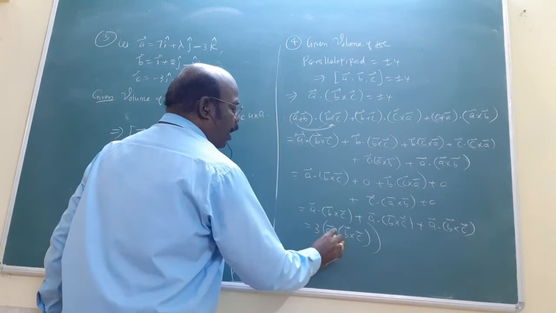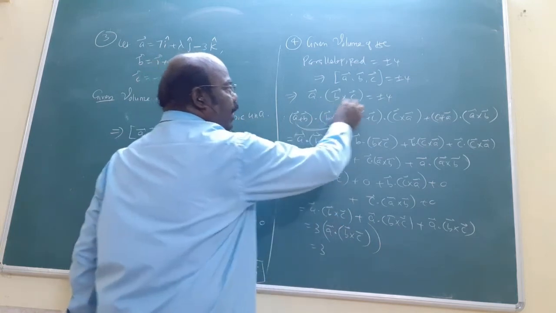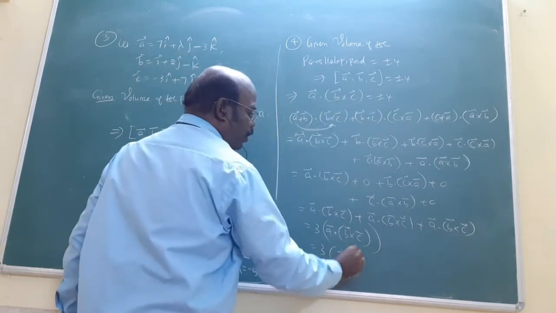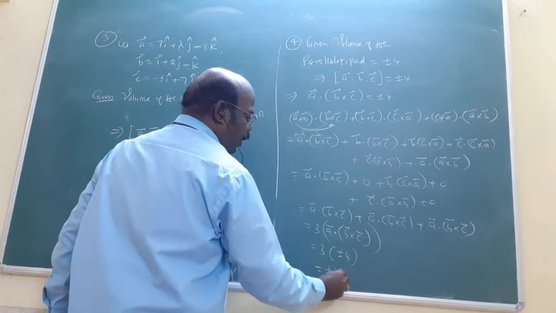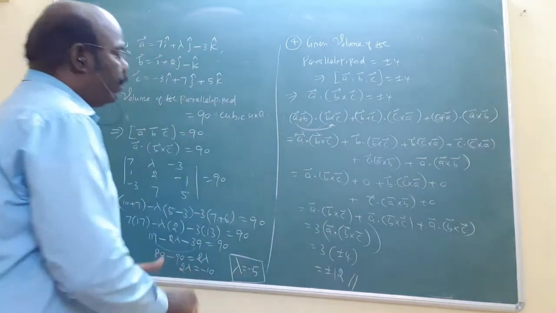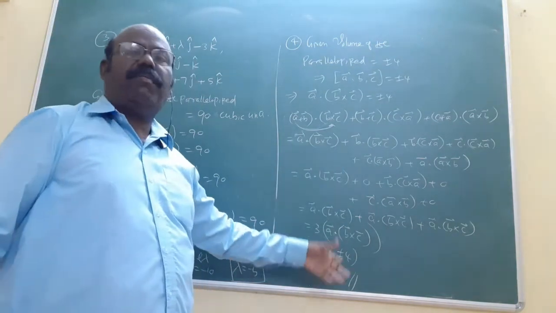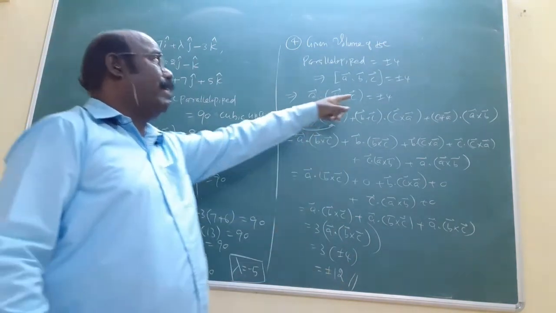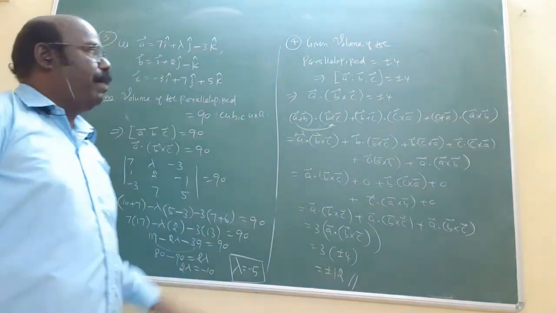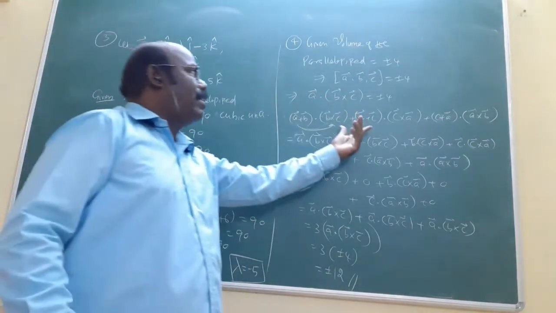3 into A dot B cross C, already given, plus or minus 4. So your answer is plus or minus 4. That's very important. This is actually a dot product. Dot product means maybe a negative sign will come or a positive sign will come. That's why you consider plus or minus. Important concept. This is given. This is asking.